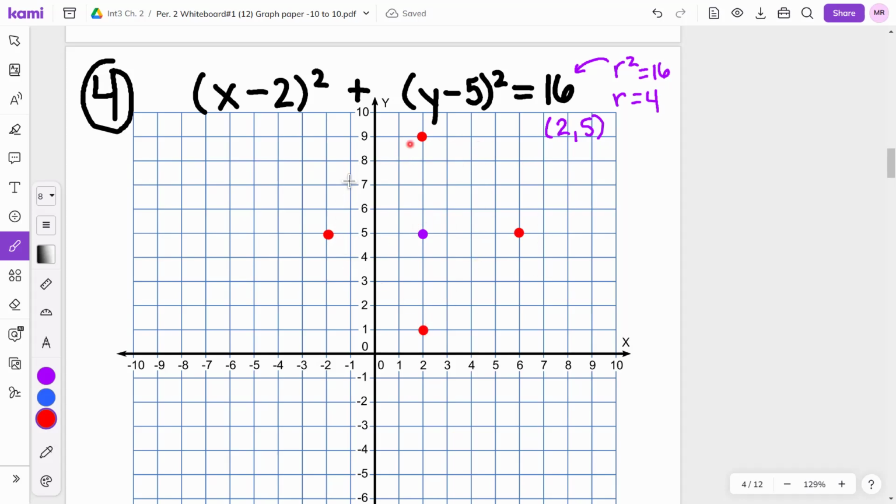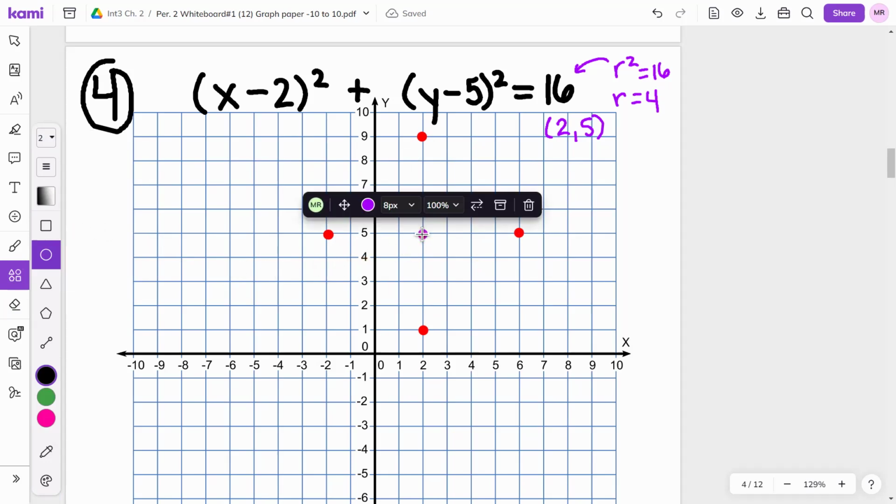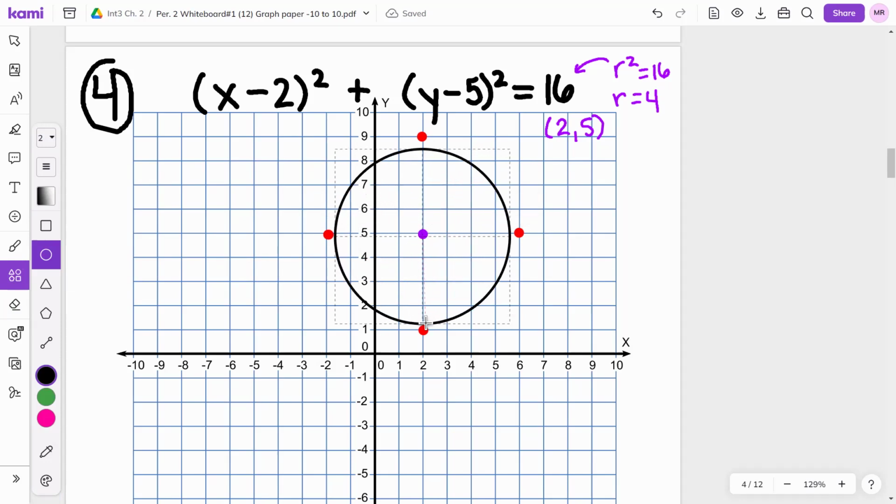And then I'm going to connect it with a circle. Now, since I am using Cami, and you are doing it on paper, I can come here and get ellipse. And if I hold shift while I do it, I can start at the center of my circle and drag it out, and it will draw my circle for me. Let me try it again without letting go.